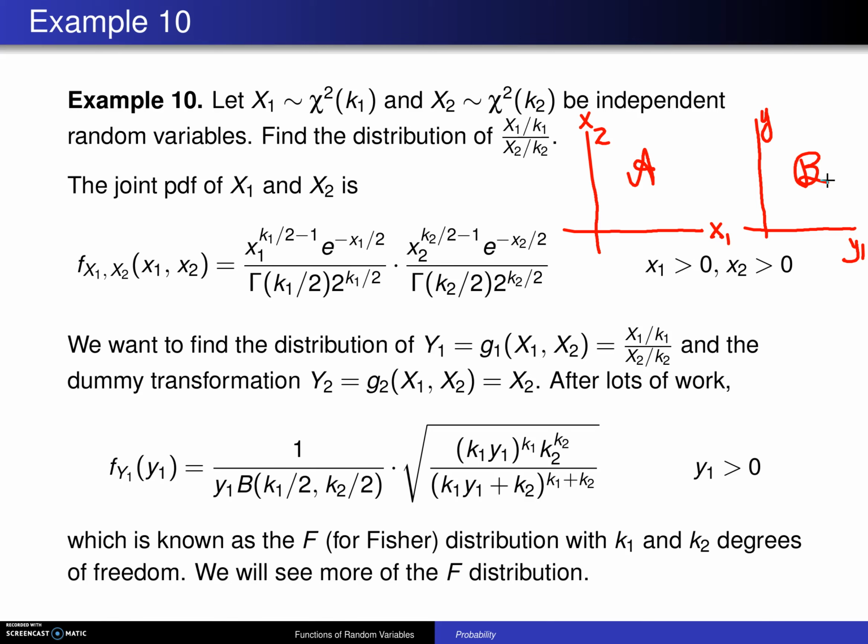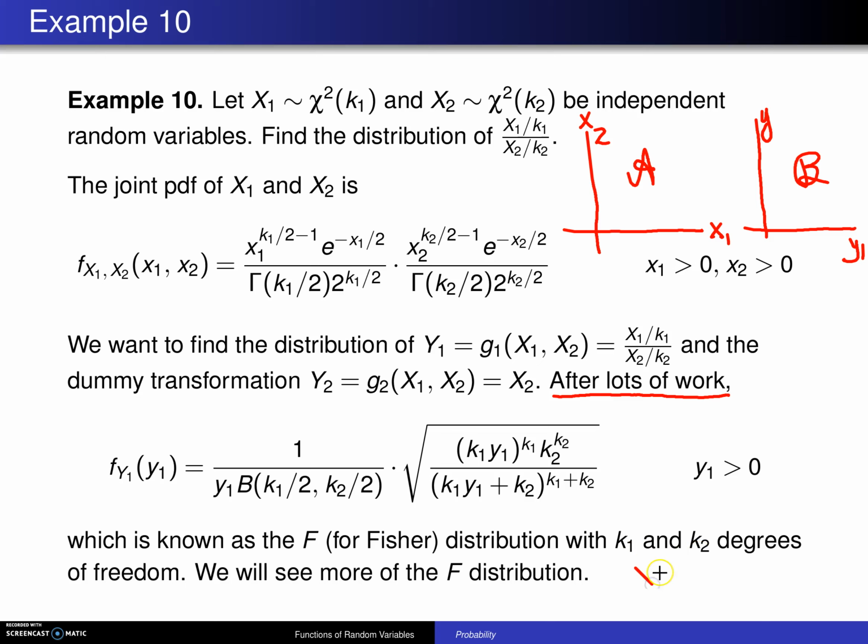be the first quadrant. There is a one-to-one transformation from script A to script B, so when you go into all the work of finding inverses, and then finding Jacobians, and then finding the joint distribution, and then finding the marginal distribution, that's lots of work, and again, this is given in the textbook. You get this distribution right here. This is the PDF of y1, which is the ratio defined up here, and that is known as the f distribution with k1 and k2 degrees of freedom.